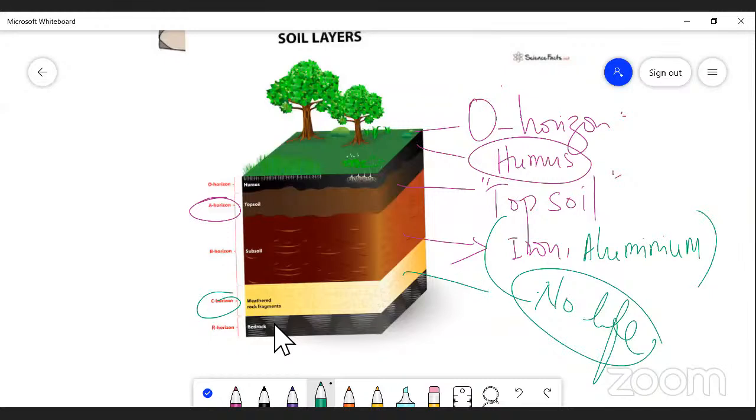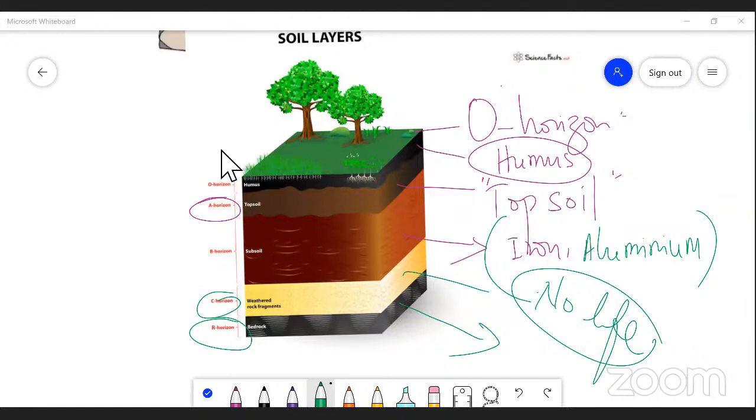Next we pass on to the R horizon, or bedrock. It is a region that is almost completely occupied by very big rock. That's why it is known as the bedrock region, right? So these are the different layers of soil.